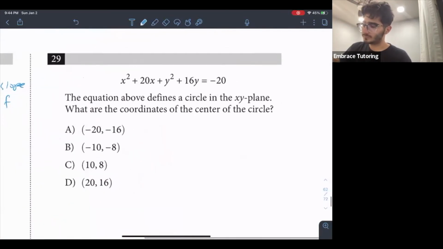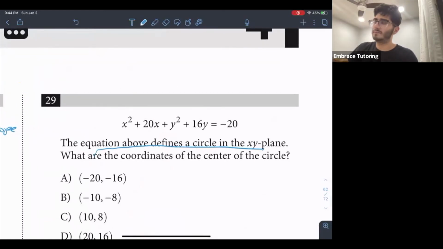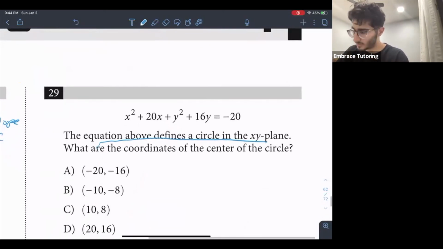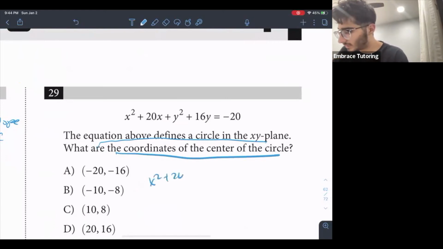29. This is an equation of a circle because they have x and y, and then they give you the 20x and the 16y. They're asking: the equation above defines a circle in the xy plane. What are the coordinates of the center of the circle? So basically, to put it in the general form of a circle equation, you would have to complete the square twice, one for the x's and one for the y's. So you get x squared plus 20x plus y squared plus 16y is equal to -20, correct?